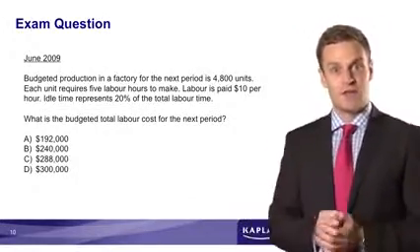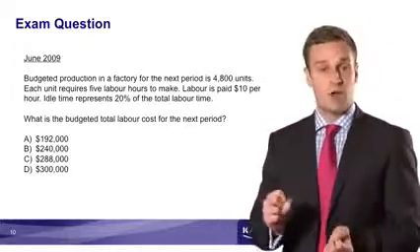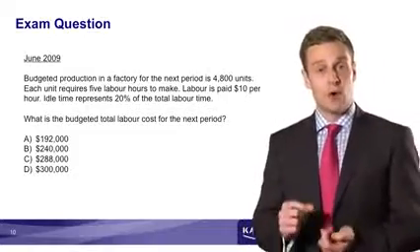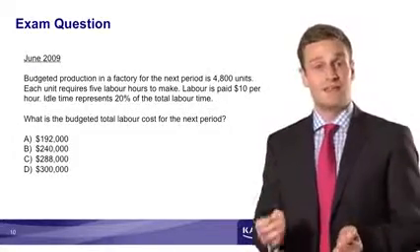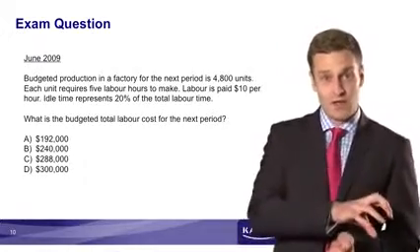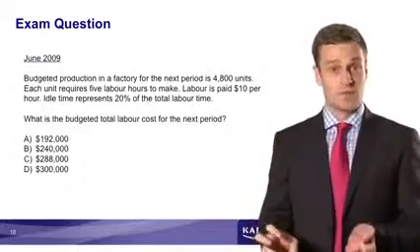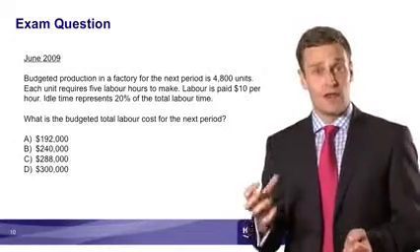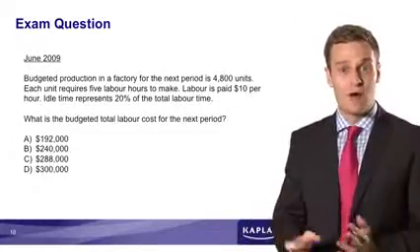So the question reads, budgeted production in a factory for the next period is 4,800 units. Each unit requires 5 hours to make. Labour is paid at $10 per hour, and idle time, remember we talked about idle time earlier, represents 20% of the total labour time. And they want us to work out what the budgeted total labour cost is for the next period. So that's the question. Now we're going to look at how to go about answering that question.